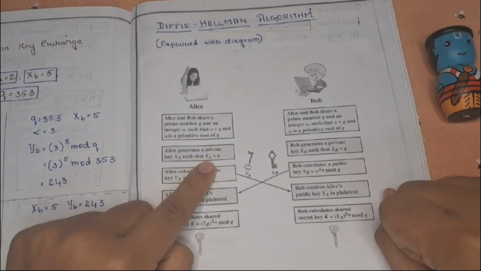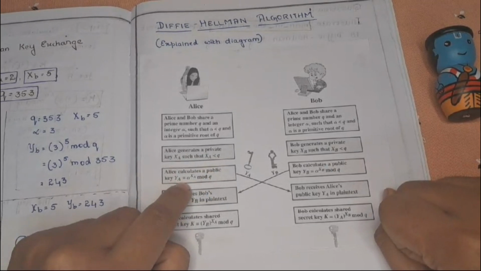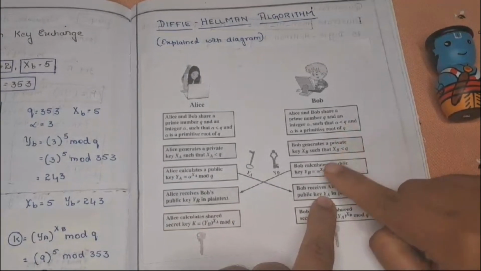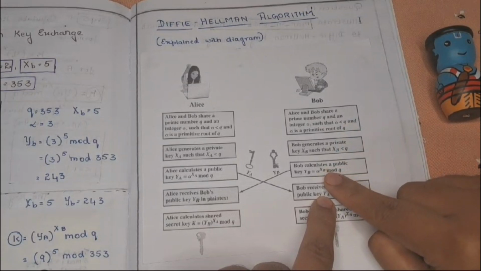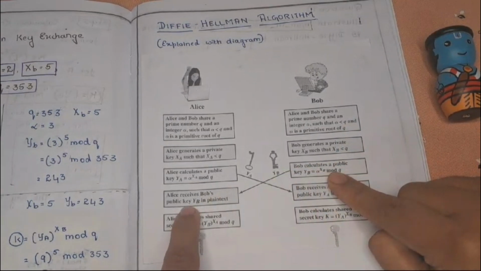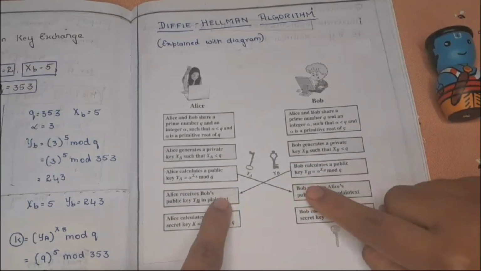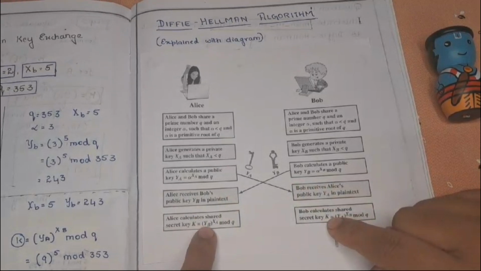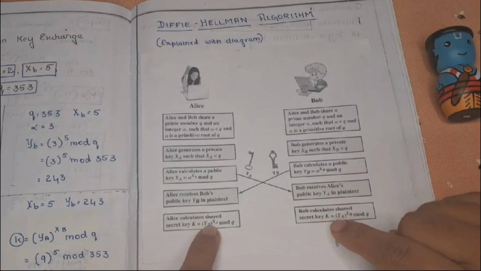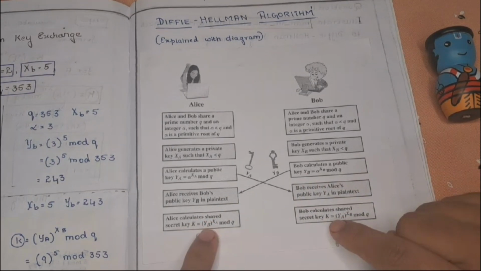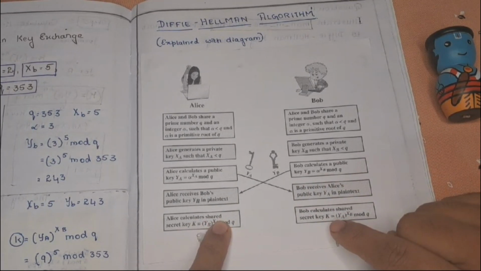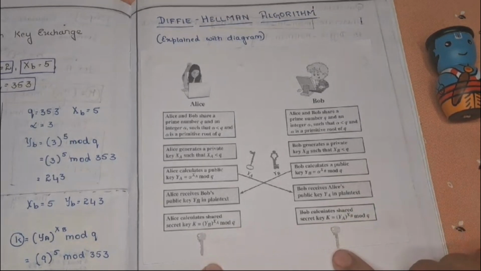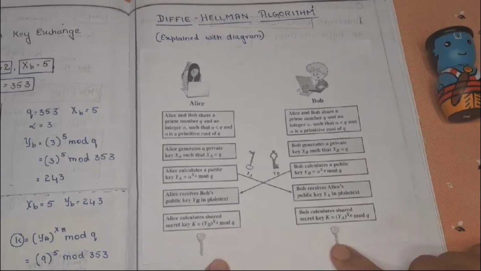By using that XA, Alice is going to calculate the public key of A and is going to share it with Bob. Similarly, Bob is going to calculate the public key of Bob and is going to share it with Alice. Since they have exchanged the public keys, they are going to calculate the keys. We know that they calculate the keys by using the public key of B raised to the power of the private key of A. Similarly, this side it's vice versa. So they are going to get the same key. Hence the key is successfully shared.